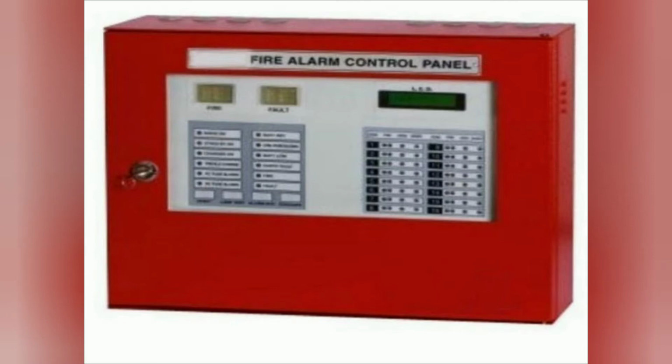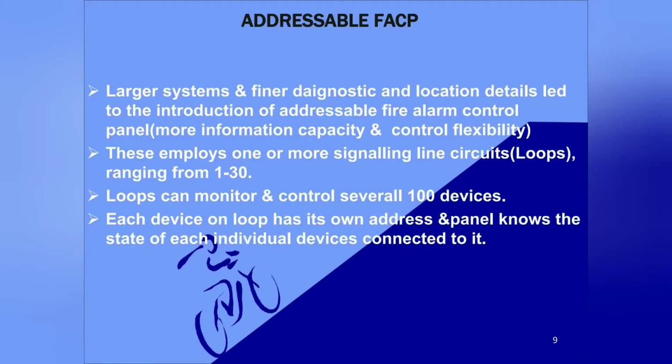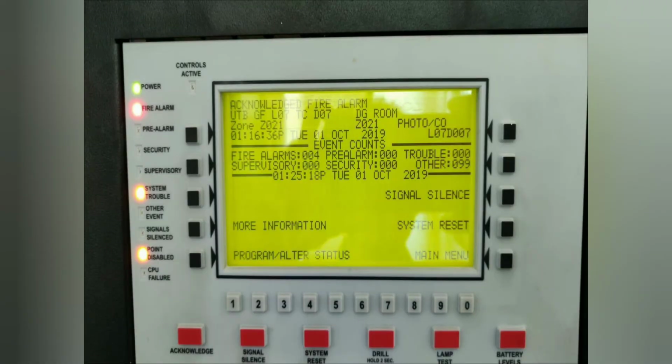Coming to addressable fire alarm control panels, they have finer diagnostics and suit larger systems. They have more information capacity and control flexibility. This employs one or more signaling line circuits, called loops, varying from 1 to 30 in number. Each loop can monitor and control several hundred devices. Each device on the loop has its own address, and the panel knows the state of each of the devices connected to the system. This is a typical addressable fire alarm control panel. From there, we can see the status of the panel, what the faults are, and what alarms exist in the system. This can be readily accessed from the fire alarm control panel display.